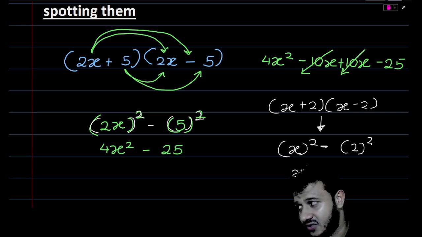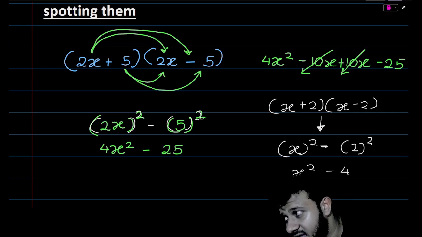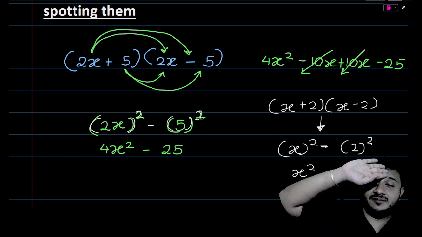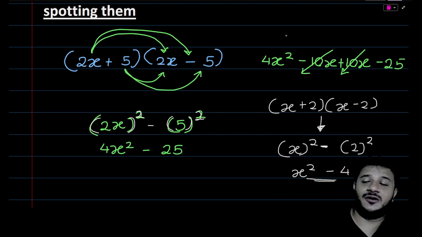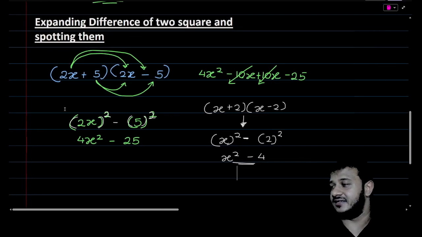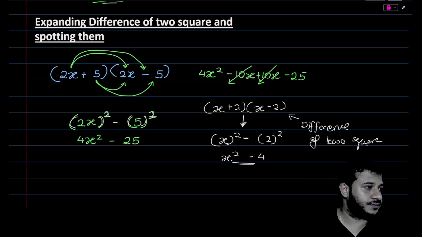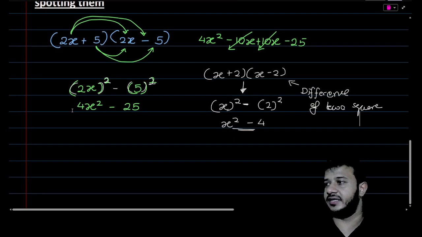x square is x square, but 2 square is 4. That's it. You don't have to go through the whole expanding process. You can straight away write it down, saying that this is difference of two squares. Did that make sense to you? Are you sure? Okay, then let's do another.